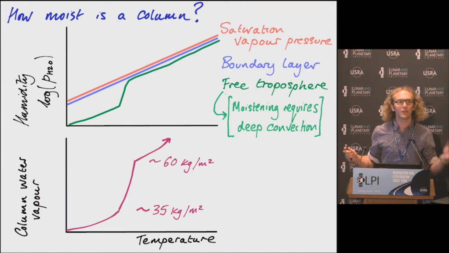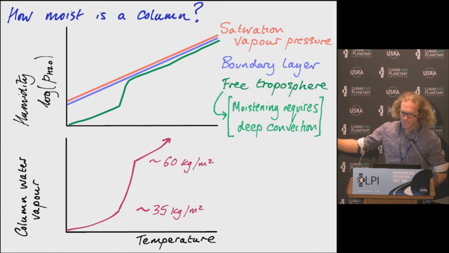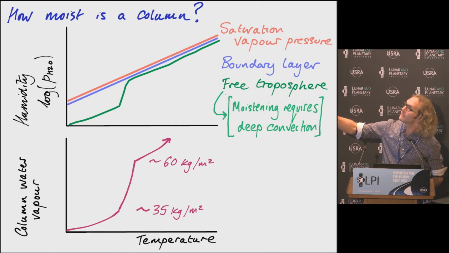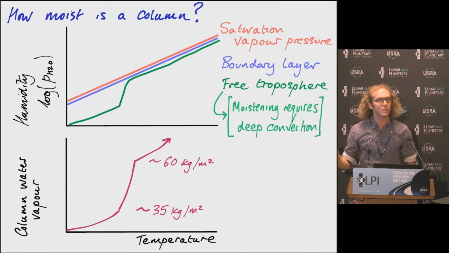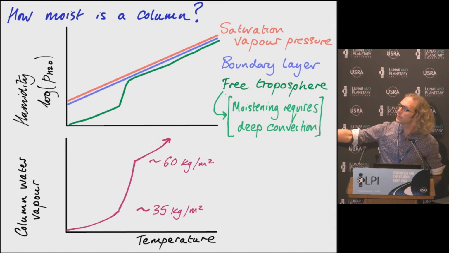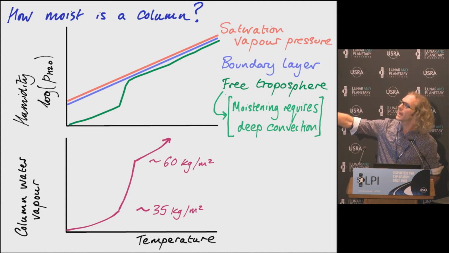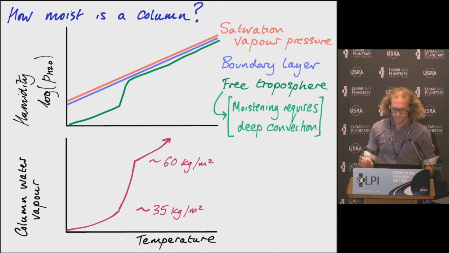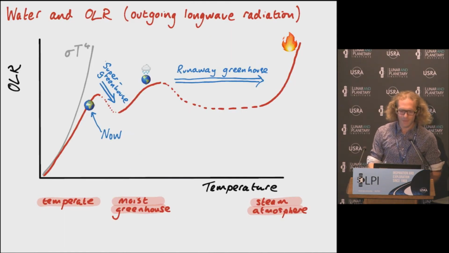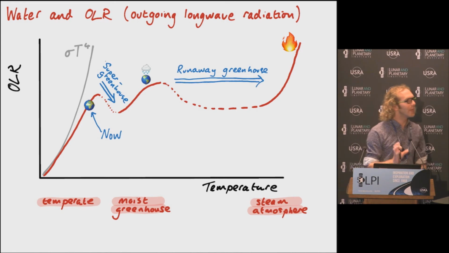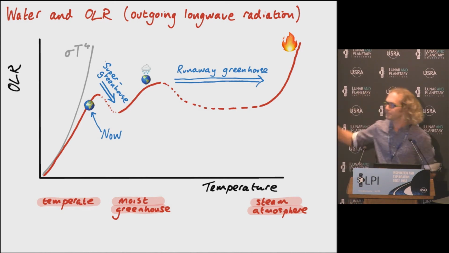So what's this going to actually look like if we look at a temperature and then the amount of water vapour in the column? Well, the boundary layer in blue here is going to be pretty easy to get saturated, whereas the tropopause, we've got to get warm enough that deep convection happens, and then there's going to be a non-linear transition associated with the super greenhouse to get up to a saturated tropopause. So what is that going to do in terms of the outgoing long-wave radiation?